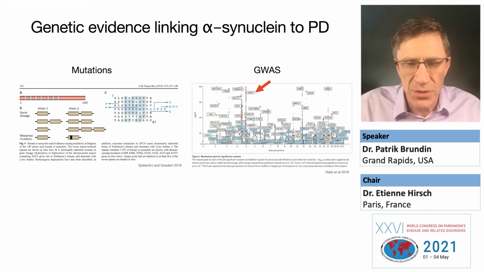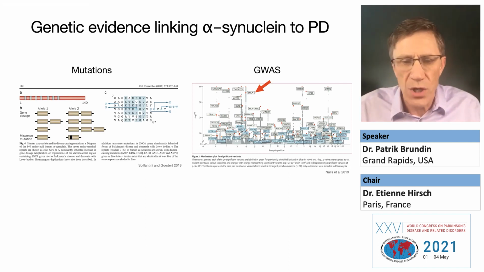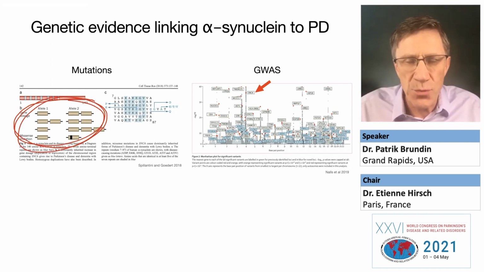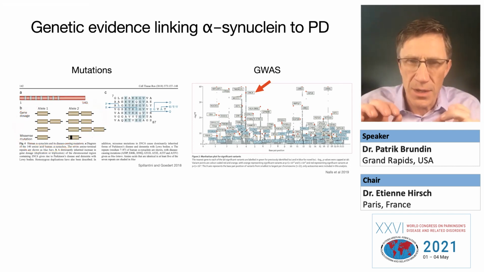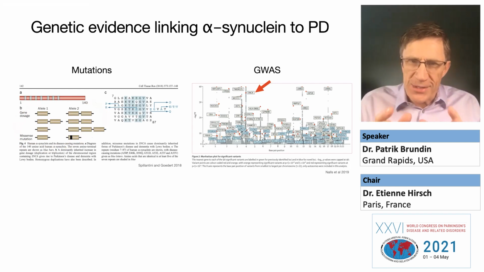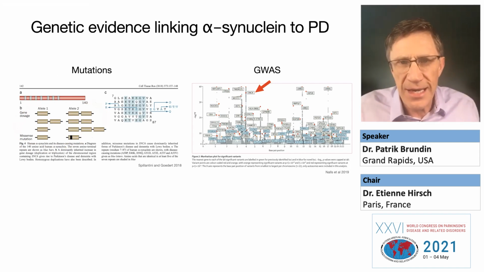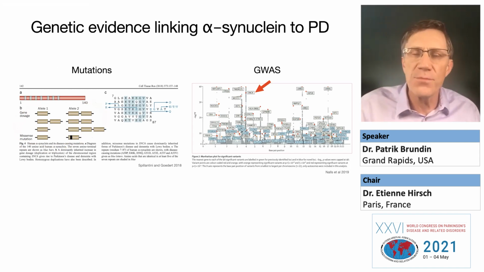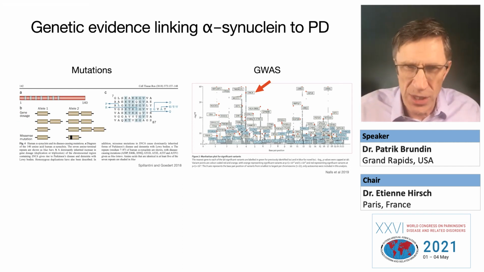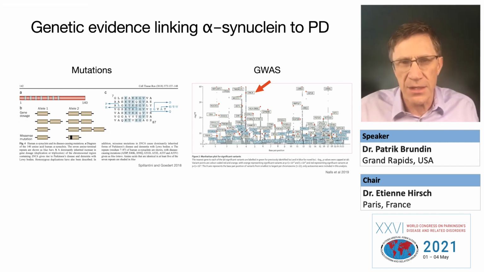In a similar way to what I just showed you before, if one has multiplications of the gene, if one has a duplication or a triplication of the gene, there is also this neurodegenerative disease with protein aggregation. So there is that strong genetic evidence linking alpha-synuclein, at least to rare familial forms of Parkinson's disease, and also regulating genetic risk in the garden variety of sporadic disease through those polymorphisms.